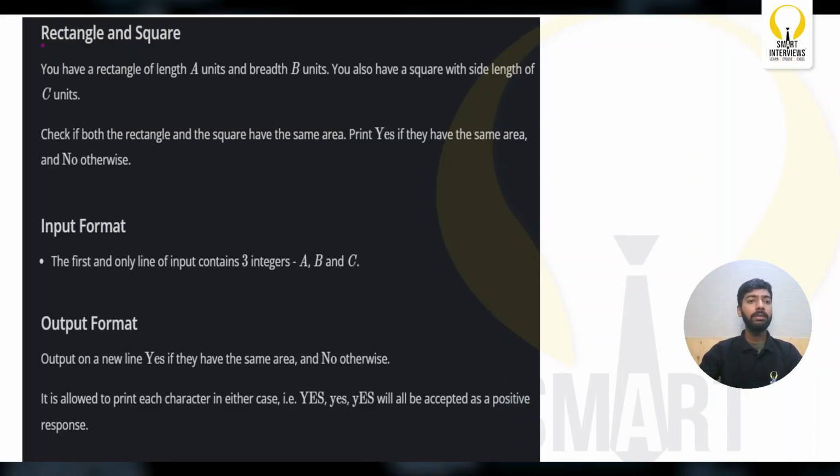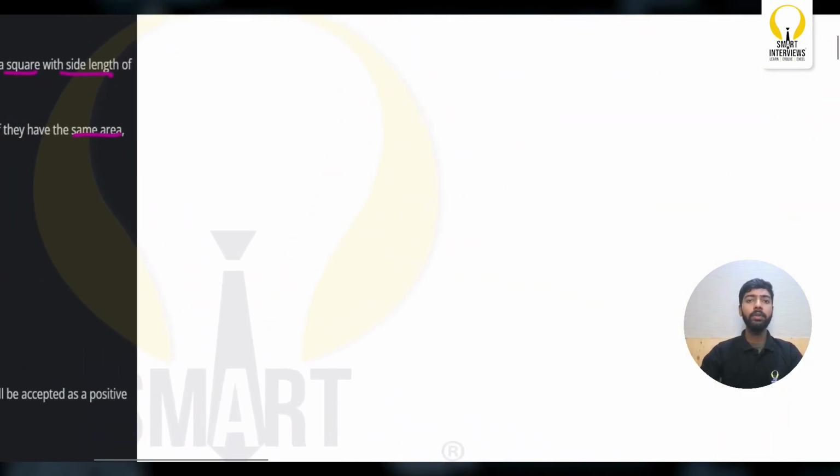The problem statement is Rectangle and Square. You have a rectangle of length A units and breadth B units. You also have a square with side length of C units. Check if both rectangle and square have the same area. Print S if they have the same area and no otherwise. The first and only line of input contains three integers A, B and C. So in the inputs we are given three integers A, B and C.